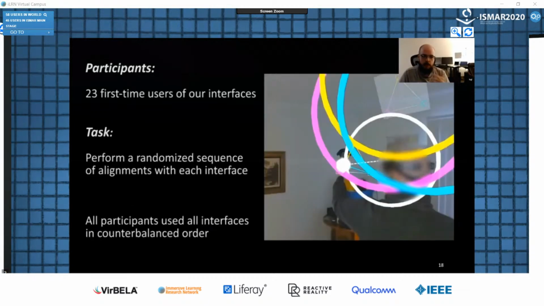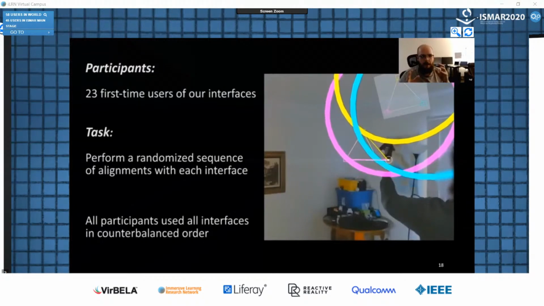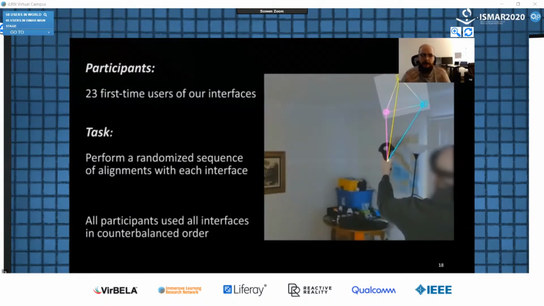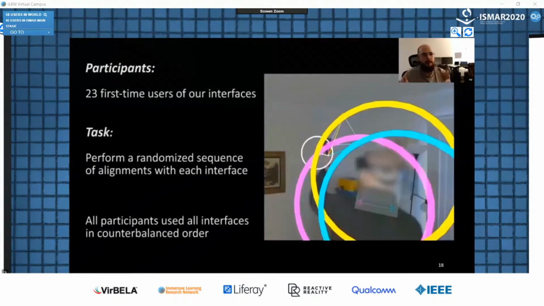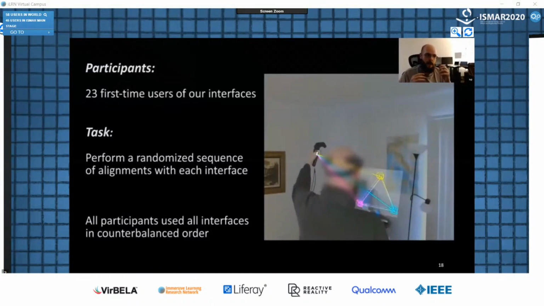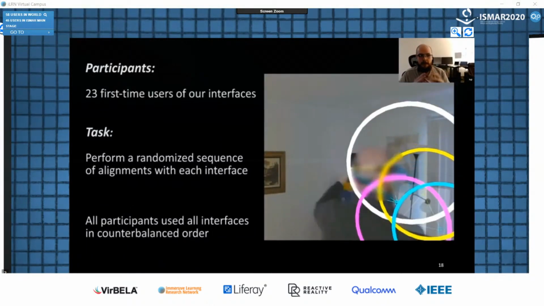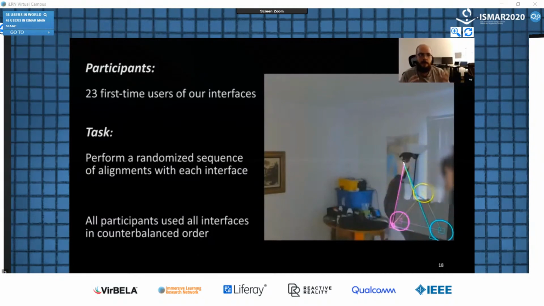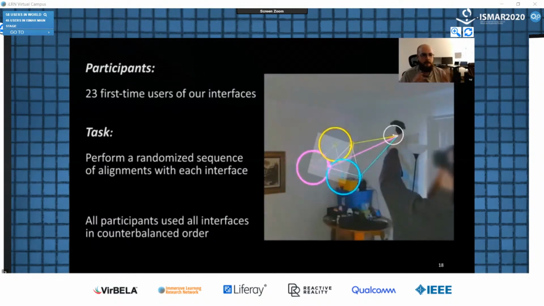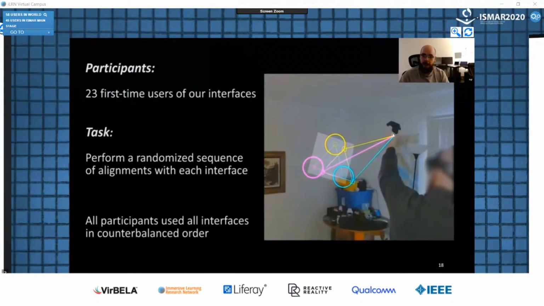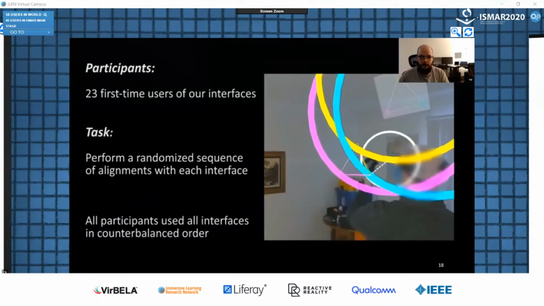We had 23 first-time users of our interface, as the participants. Each of them performed a series of mid-air alignments using each of the interfaces. And for each of the interface permutations we tested, they were given a randomized sequence of 12 mid-air poses to prevent memorization. They moved the controller to each indicated pose. They pulled the controller trigger to confirm the alignment.